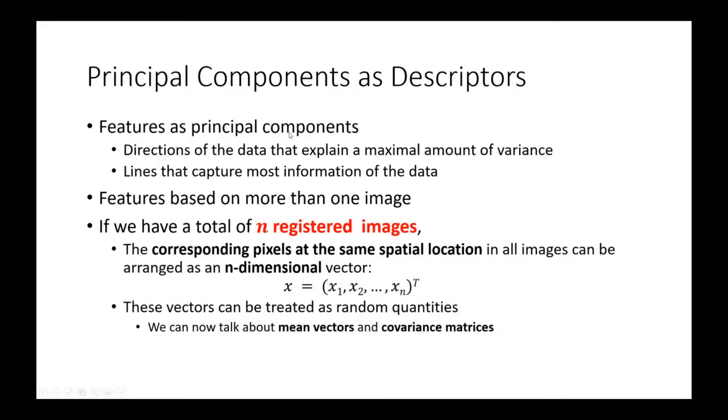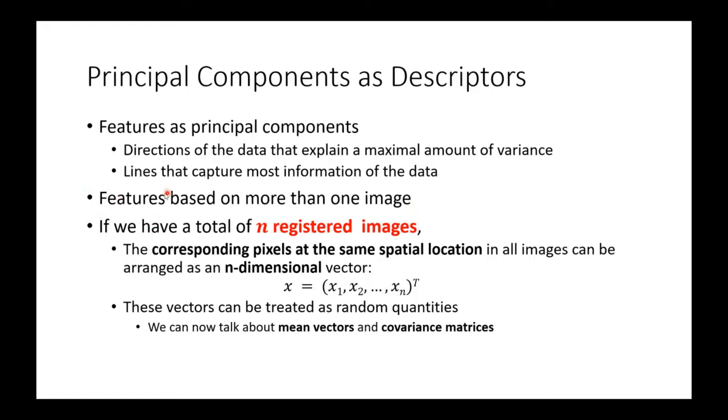So we're going to see features as principal components. Basically, they are directions of the data that explain a maximum amount of variance. By talking about direction, we're actually talking about lines that capture most information of the data. So what the principal component analysis does is it represents the data in a lower dimension, so you can do a lot more processing, a lot faster, having more or less the same results in the end. We're going to see with a couple of examples today.